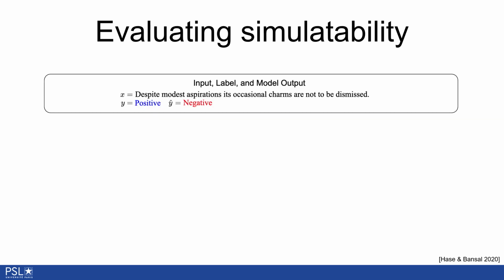Here is an example of an input instance and model output that the subjects were shown in the sentiment analysis task. The input is an example of a piece of a movie review. Despite modest aspirations, its occasional charms are not to be dismissed. In this case, the output of the model, y hat, is that the review was negative, while the correct output y is that the review was positive.